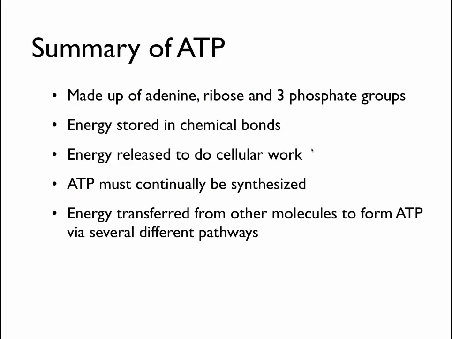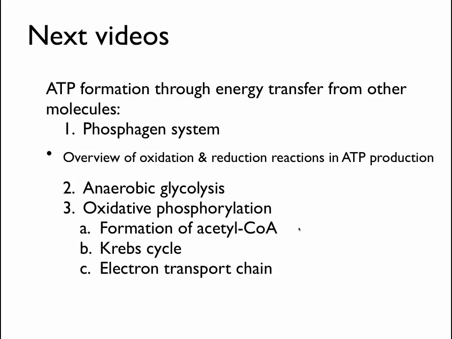As a quick summary, ATP is made up of adenine, ribose, and 3 phosphate groups. Energy is stored within the chemical bonds of ATP. During cellular work, energy is released from the breakdown of ATP. And because we're continually using energy, ATP has to be continually synthesized. The way this is done is energy is transferred from other macromolecules, carbohydrates, fat, and proteins, to form ATP via several different pathways. These 3 pathways I'm going to cover in upcoming videos.